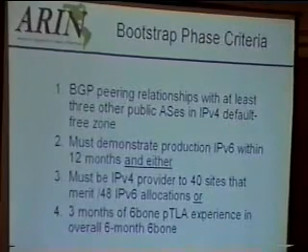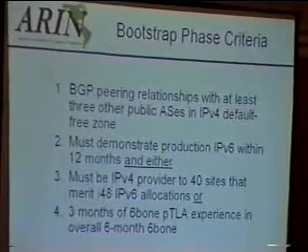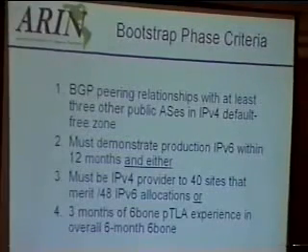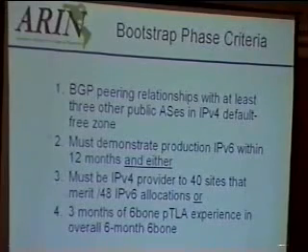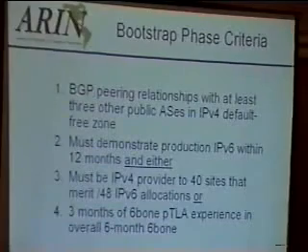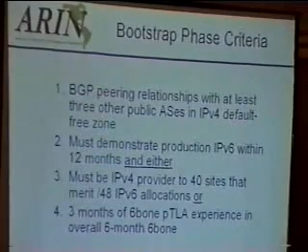Okay? Then it's 3 or 4. Must be an IPv4 provider to 40 sites that would merit a /48 IPv6 allocation under our current criteria. So basically, you're an IPv4 provider and you have 40 downstream customers who do some subnetting and stuff like that. Okay?